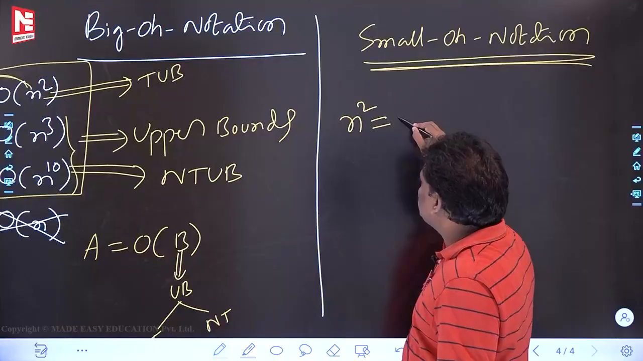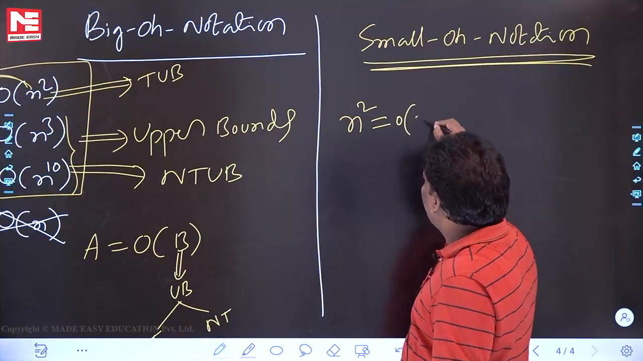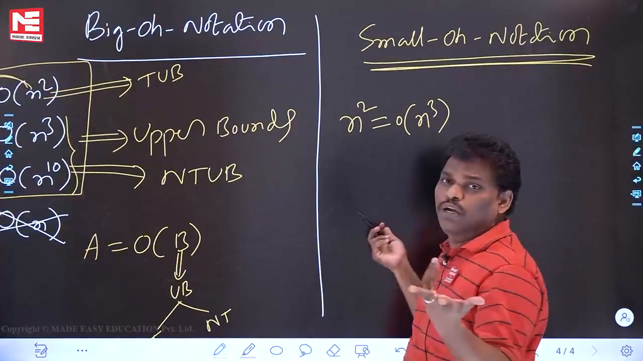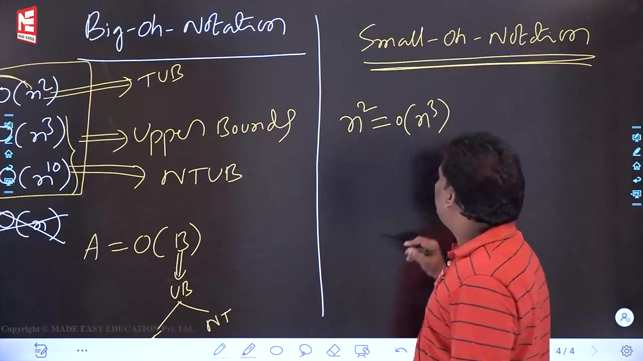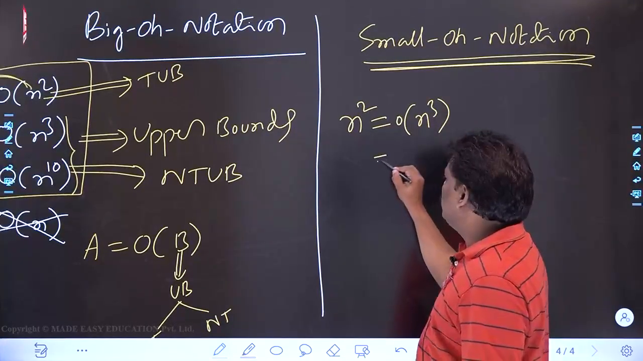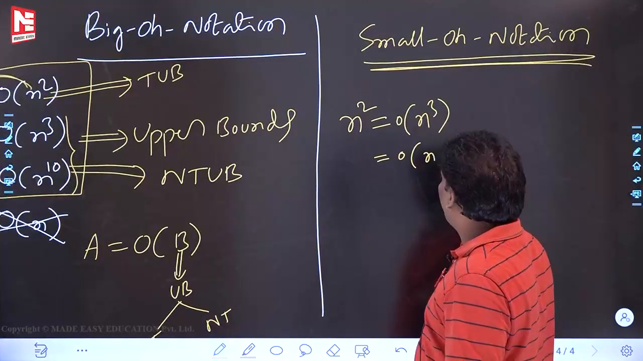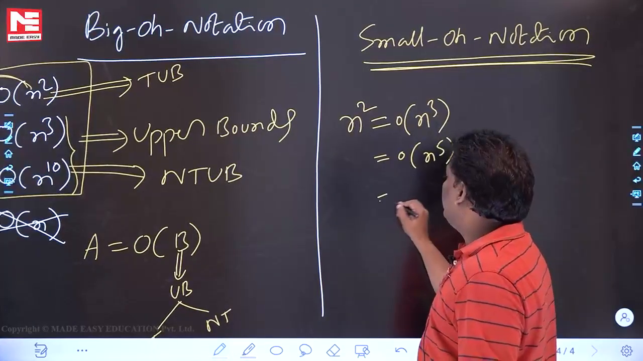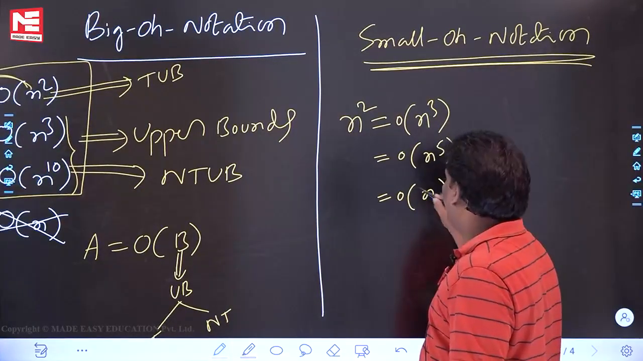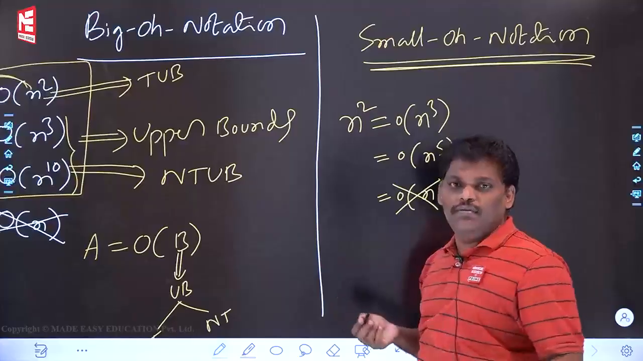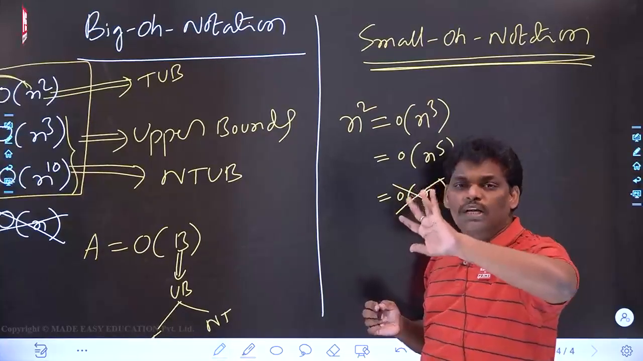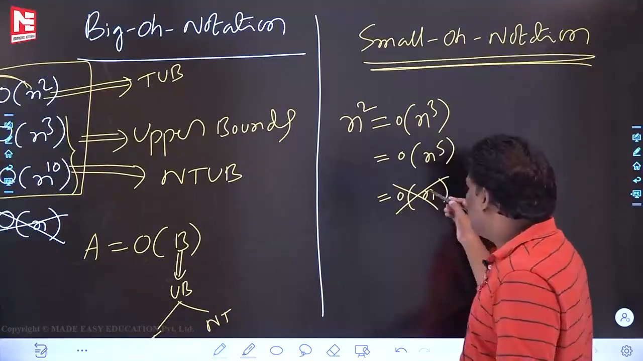Is n square small o of n cube or not? It is also like big O only. Of course true: n square is small o of n cube. Next, n square is small o of n power 5, that is also true. n square is small o of n fails, because big O also fails. Small o and big O are both the same here. Here big O fails, small o also fails.